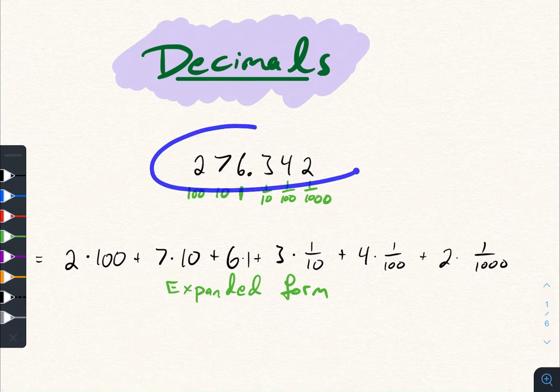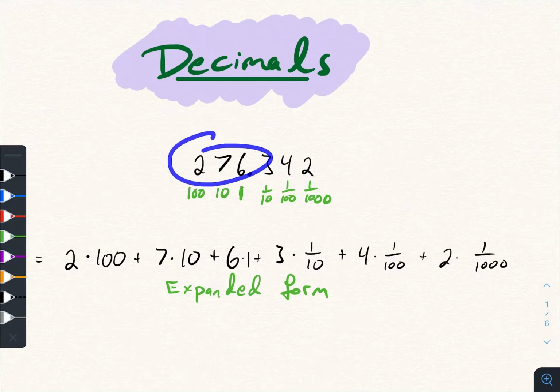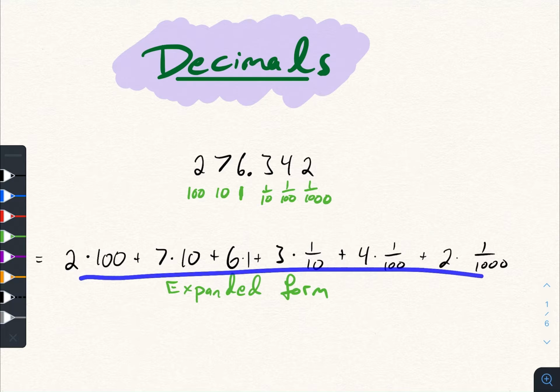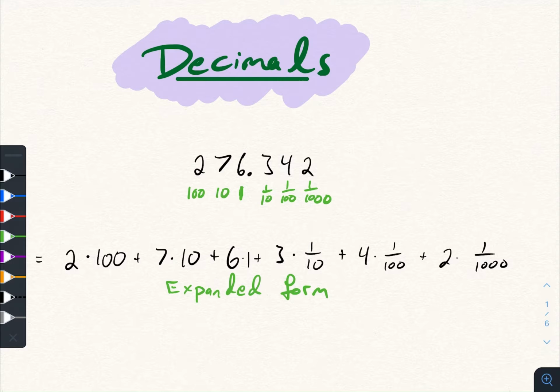In the same way that regular base 10 numbers, without the decimals, have an expanded form, we have an expanded form for decimals as well. According to these place values, this number can be written in expanded form as 2 times 100 plus 7 times 10 plus 6 times 1, plus 3 times a tenth plus 4 times a hundredth plus 2 thousandths. And that's our expanded form right there.